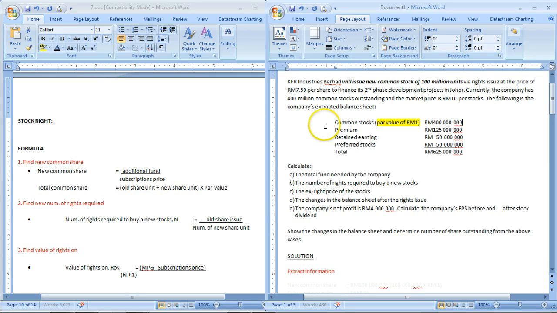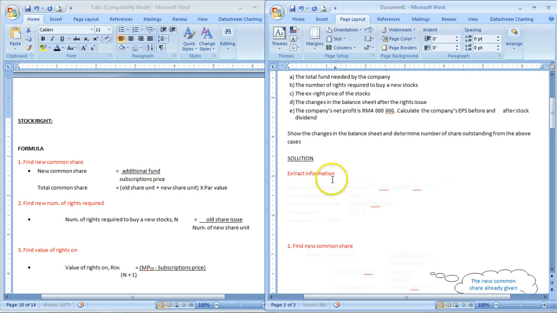Now we can see KFR Industry will issue new common stock of 100 million units. So they give you the number of shares in units, right? The price is 7 ringgit and 50 cent per share. This means that with the right, the subscription price is 7 ringgit and 50 cent. The existing shareholders can buy the shares at RM7.50 per share. So you need to calculate. First of all, you need to extract information.